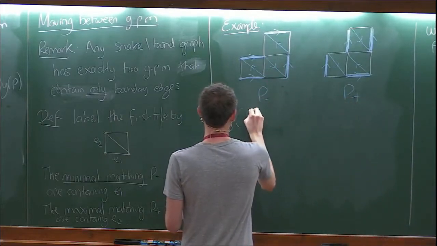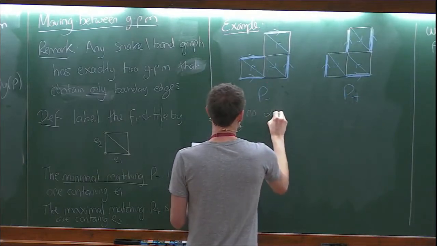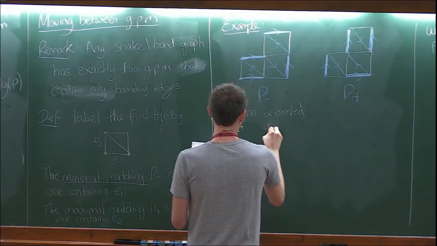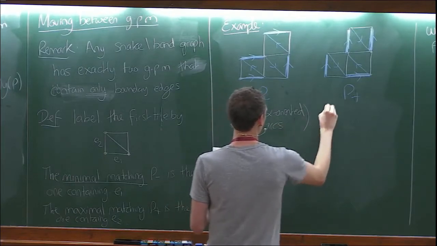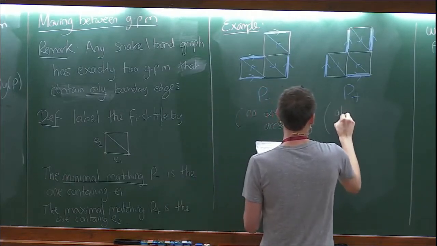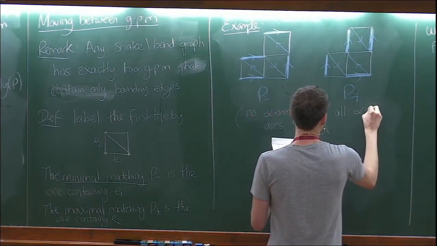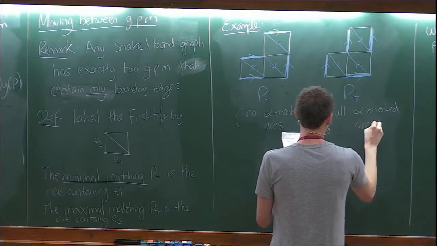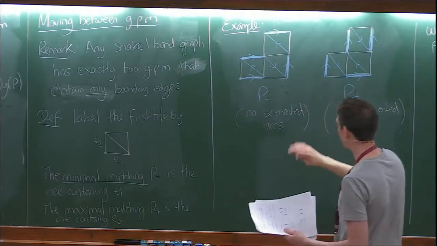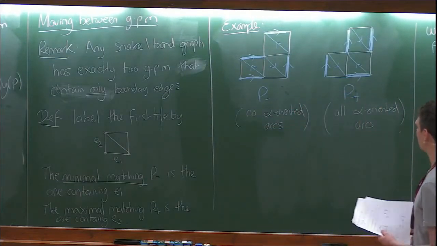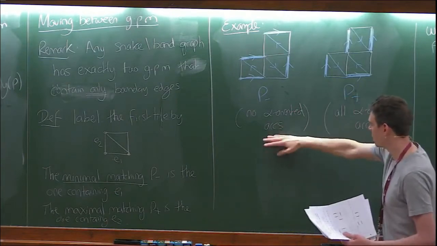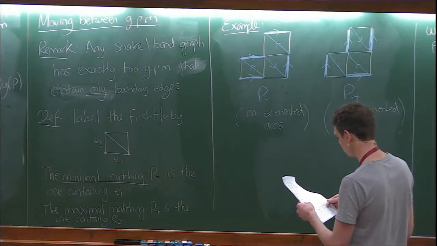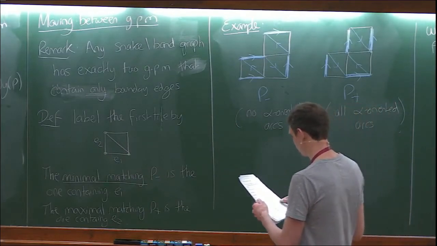So here, we have no alpha-oriented arcs, and here all alpha-oriented arcs. So all diagonals are alpha-oriented arcs here. Here there are no alpha-oriented arcs. Here, all of them are. Okay.